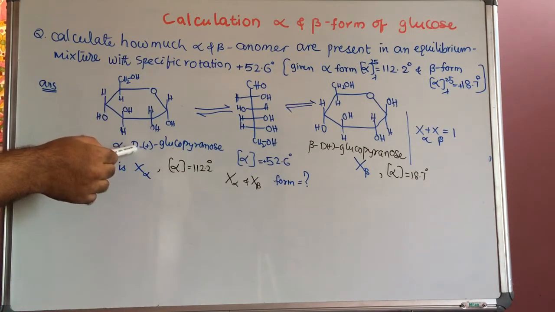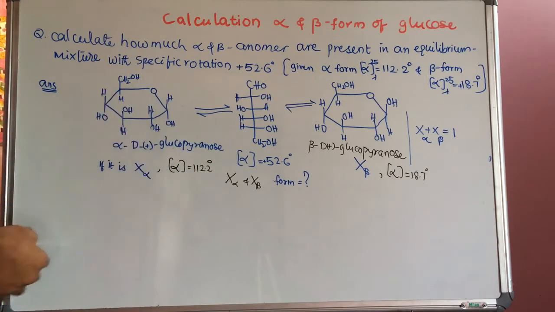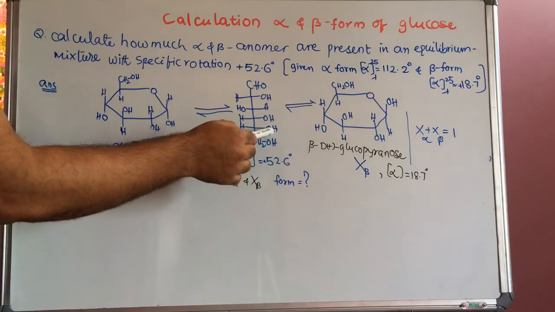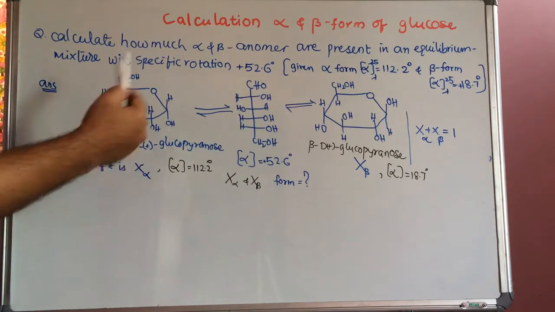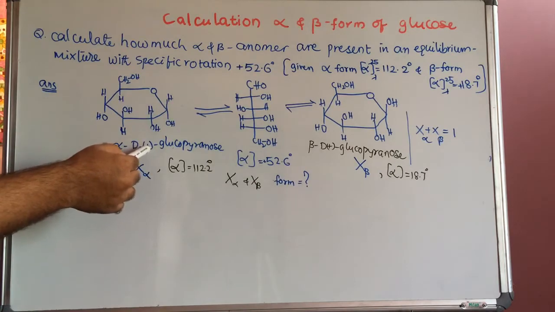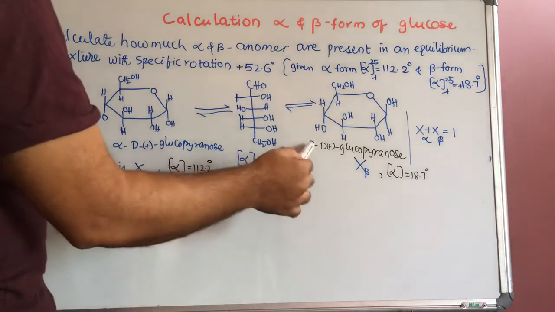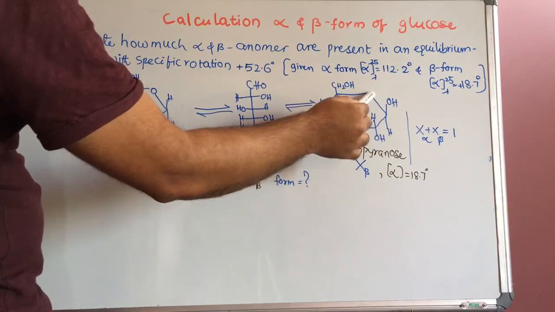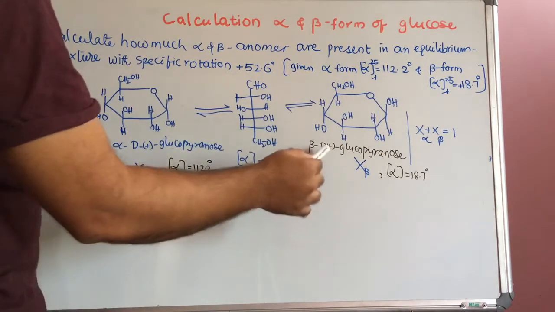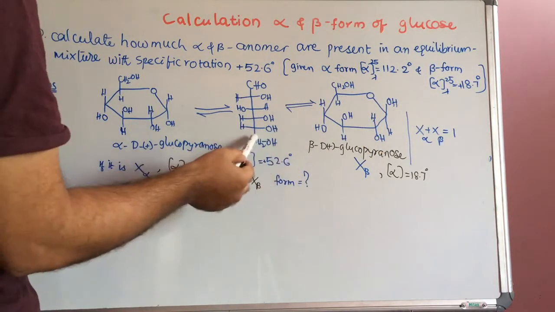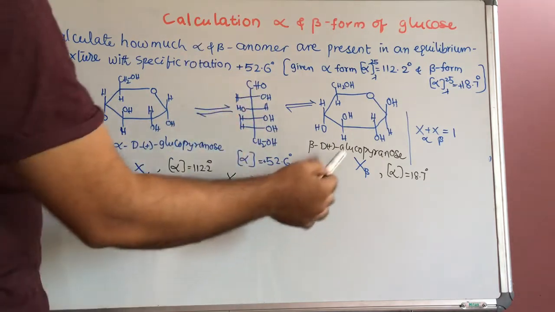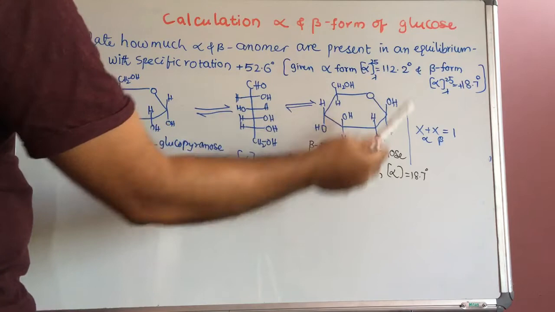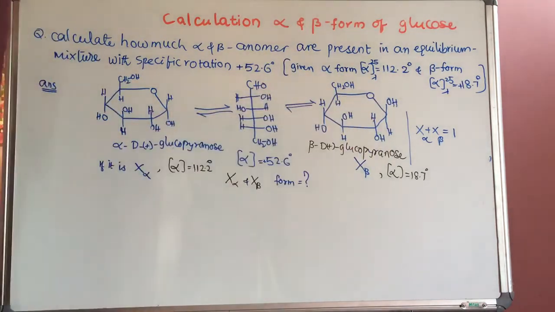D indicates the relative configuration at the 5th carbon, which is on the right side in the open chain structure. This is the OH on the right side. Plus indicates the optical rotation of plane polarized light. Here beta indicates the OH is similar to the cyclic oxygen. D indicates this OH is on the right side in the Fischer projection. Glucose and pyranose indicate the 6-member cyclic form.